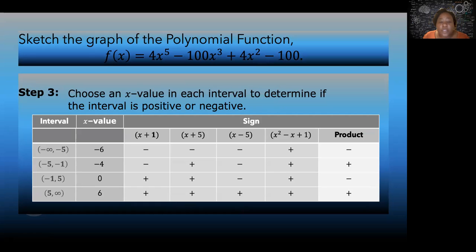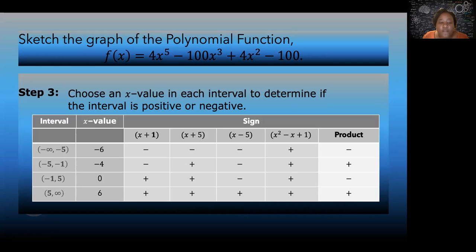When I plug it into the factors, x plus 1, x plus 5, x minus 5, and x squared minus x plus 1, we see that by plugging that -6 in, we end up with negative, negative, negative, positive, respectively. That implies that when we multiply those together to get the product, we get a negative answer. That implies that that interval, which is negative infinity to negative 5, would be all negative.